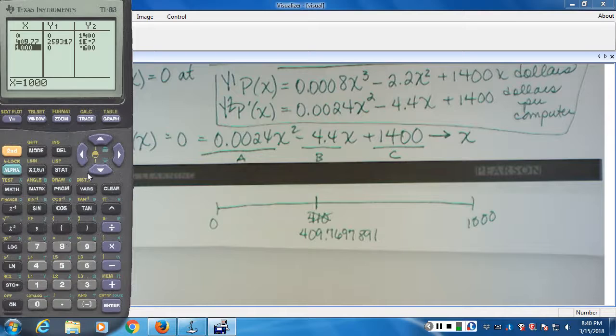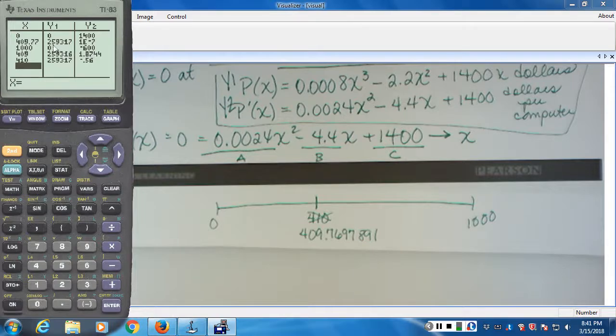And in fact, you'll notice that there's going to be a sign change between 409 and 410. Your profit's still increasing at 409. It starts to decrease when you make the 410th computer. So make 409 and stop, because your profit is increasing from 0 to 409.7 and so on, and it decreases after that, it becomes negative.